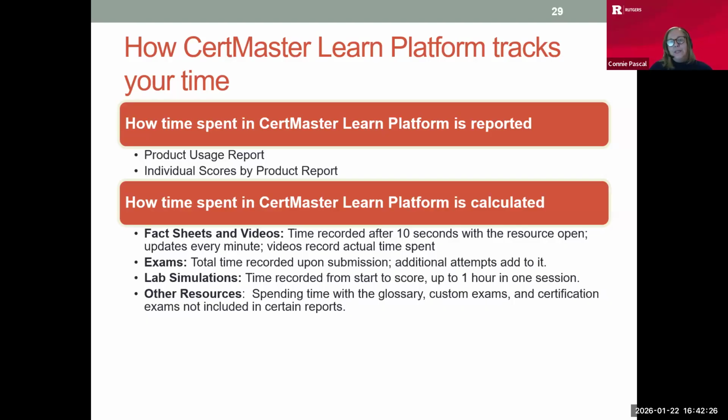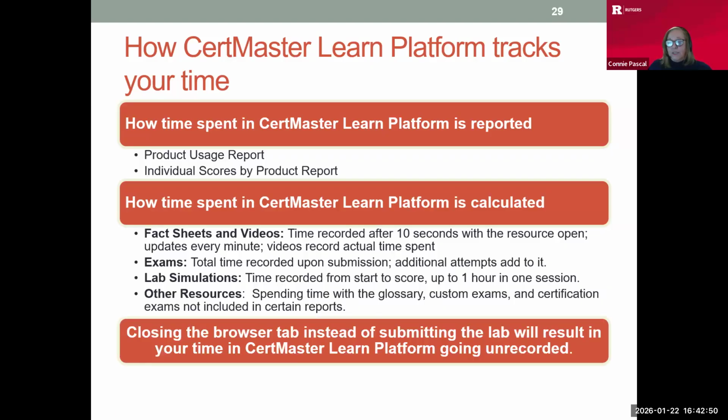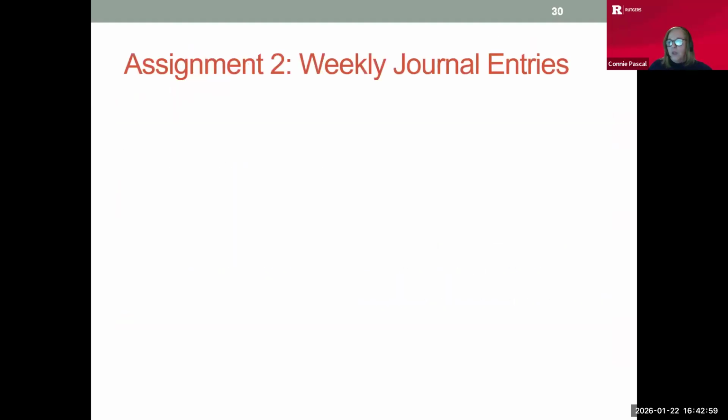But if you didn't hit submit, or you didn't log in or log out properly into the CertMaster platform, it might not calculate your time correctly. So do make sure that you are again hitting submit and working in the platform as much as possible. They have a lot of different training videos as well. So if you need help onboarding, make sure you avail yourself of that. Closing the browser tab instead of submitting the lab will result in your time in the CertMaster Learn platform going unrecorded. So make sure you submit before you close out.